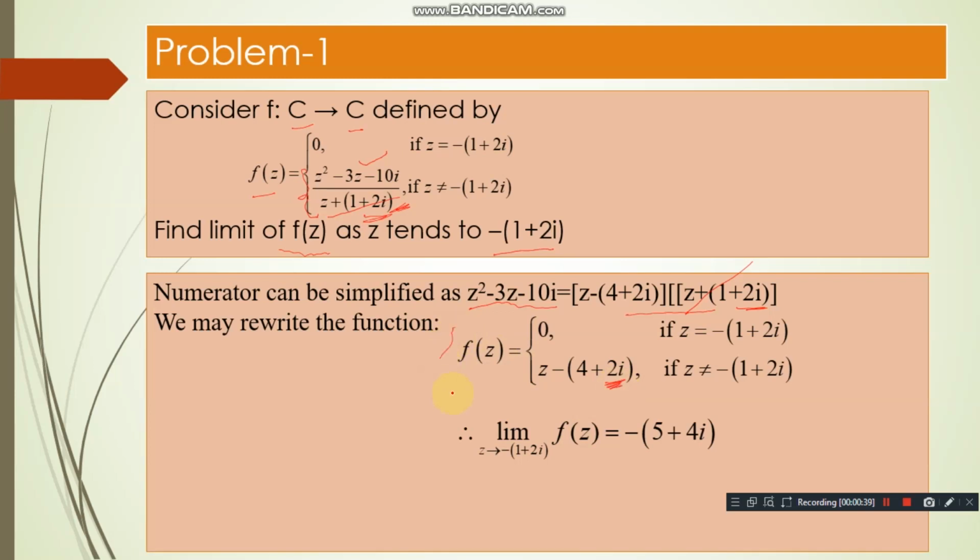This is the simplified f of z for z not equal to minus 1 plus 2i. You will get this expression. Now there is no objection to substituting the point near which you are going to find the limit. So simply substitute minus 1 plus 2i in this place and simplify, and you will get this value. This is a finite value. So that is the limit of this function as z tends to minus 1 plus 2i. This is one way of finding the limit of a complex function.